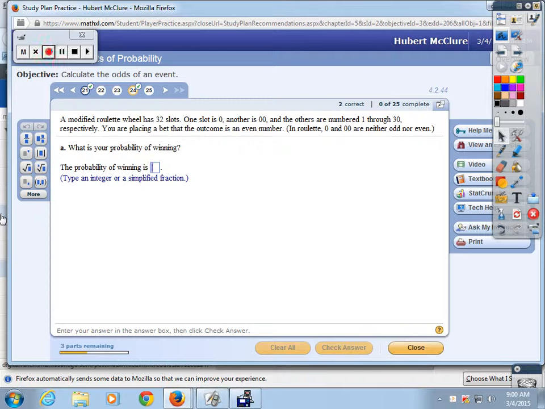Now this is a test question for one reason, and that's because of the odd and not odd, even and not even. A modified roulette wheel has 32 slots. One slot is 0, the other is double 0, and the others are numbered 1 through 30. You are placing a bet that the outcome is an even number. But on the roulette table, 0 and double 0 are neither odd or even. So that kind of throws a twist in it.